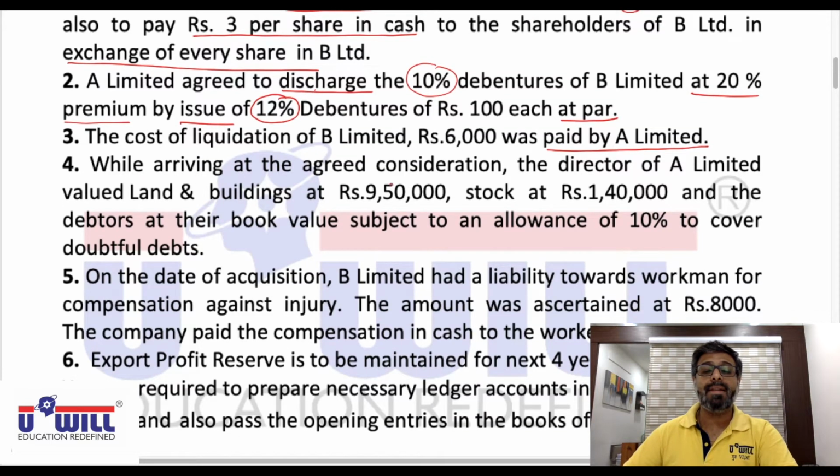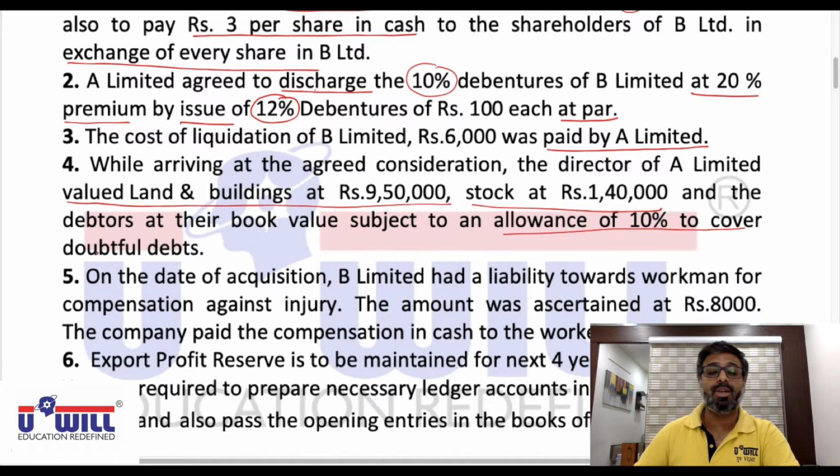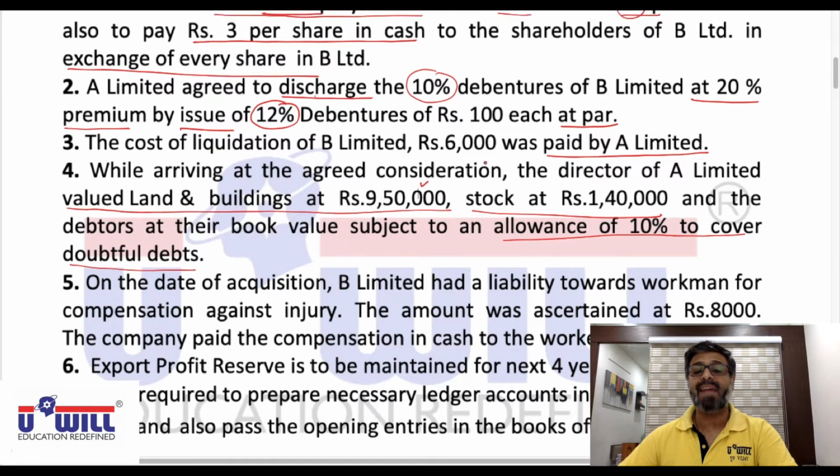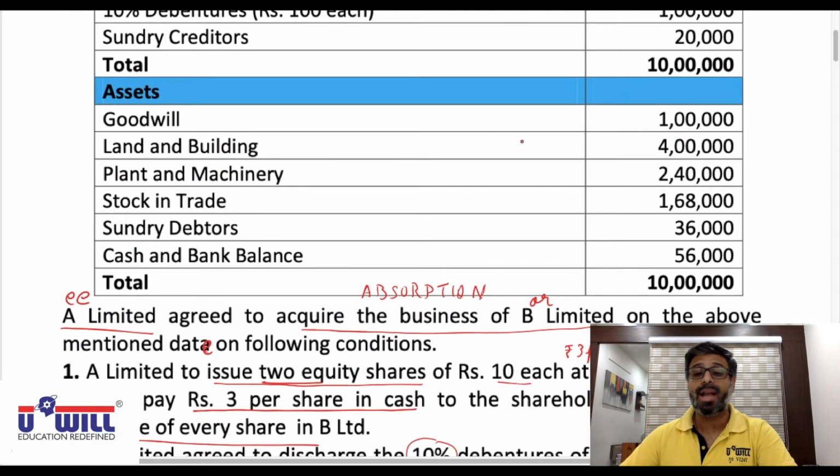While arriving at the agreed consideration, the directors of A Limited valued land and building at 9,50,000, stock at 1,40,000, and debtors at book value subject to an allowance of 10% to cover doubtful debts. Agreed value of land and building is 9,50,000. Book value is 4 lakhs, but the agreed value is 9,50,000. Okay, just for your reference. Next.